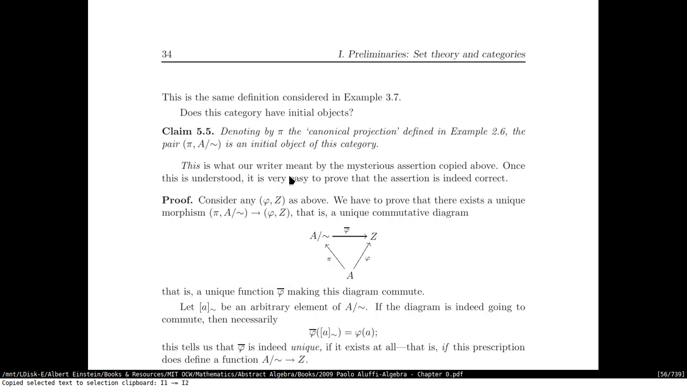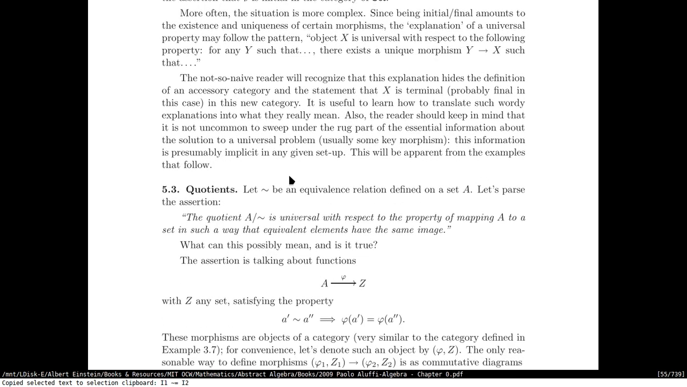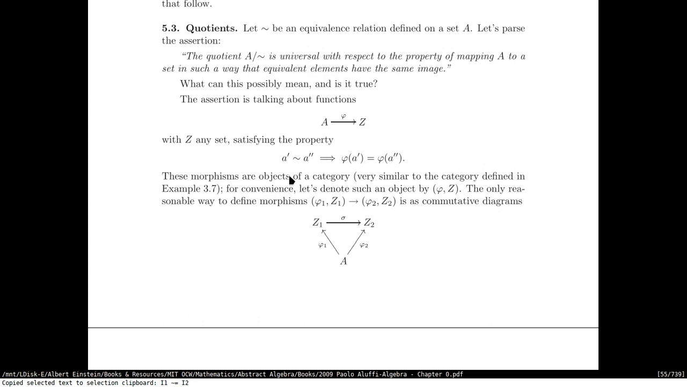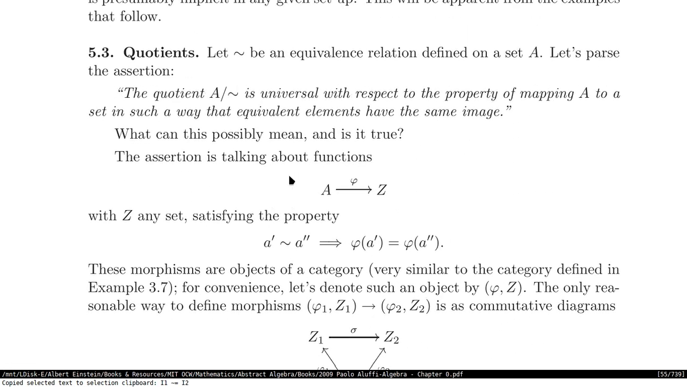Okay, so we have a few more things to go through. Let's see, the quotients. So you can have an equivalence relation tilde defined on a set. Now, if you have the following assertion: the quotient A slash tilde is universal with respect to the property of mapping A to a set in such a way that equivalent elements have the same image.